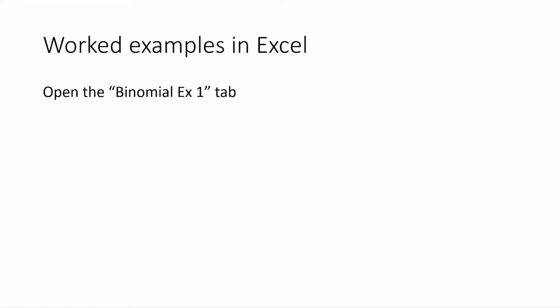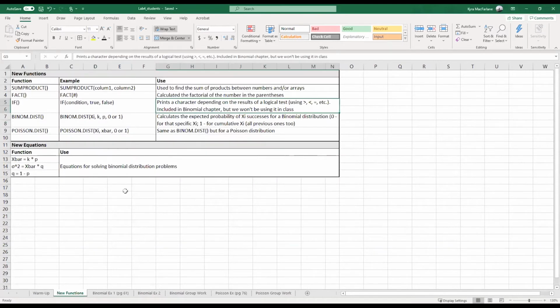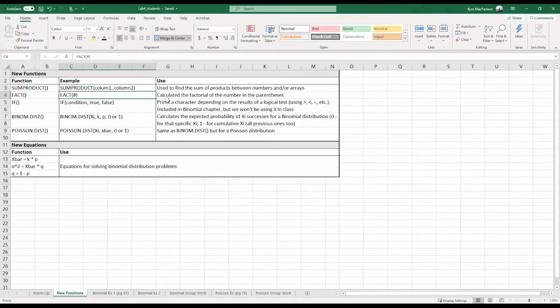Okay, so we will go ahead and do the binomial example in Excel. As usual, I have this new functions tab for you that I recommend you look over. So we've got SUMPRODUCT, which you should be familiar with because we used it last week. This FACT function, which calculates the factorial of the number in the parentheses. You don't actually have to use this.